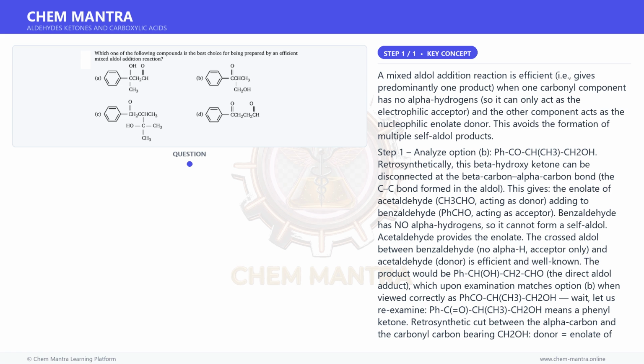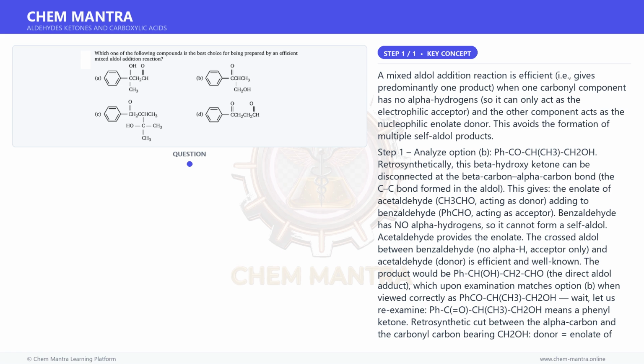Benzaldehyde has no alpha hydrogens, so it cannot form a self-aldol. Acetaldehyde provides the enolate. The crossed aldol between benzaldehyde, no alpha-H, acceptor only, and acetaldehyde, donor, is efficient and well-known. The product would be PhCH(OH)CH2CHO, the direct aldol adduct, which upon examination matches option B when viewed correctly as COCH(CH3)CH2OH. Wait, let us re-examine.